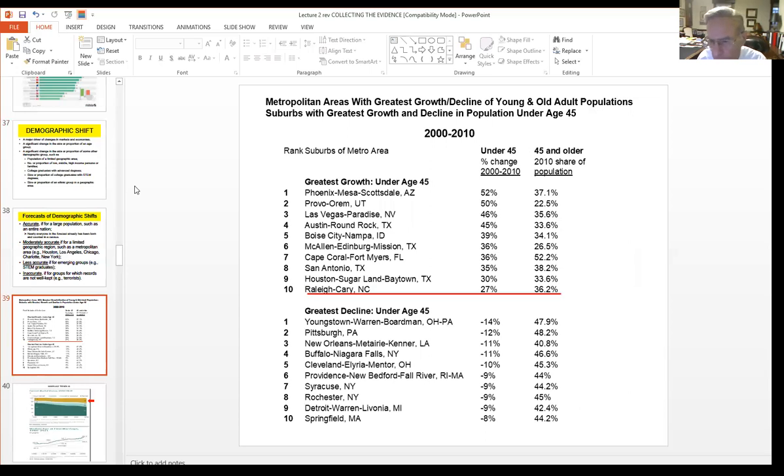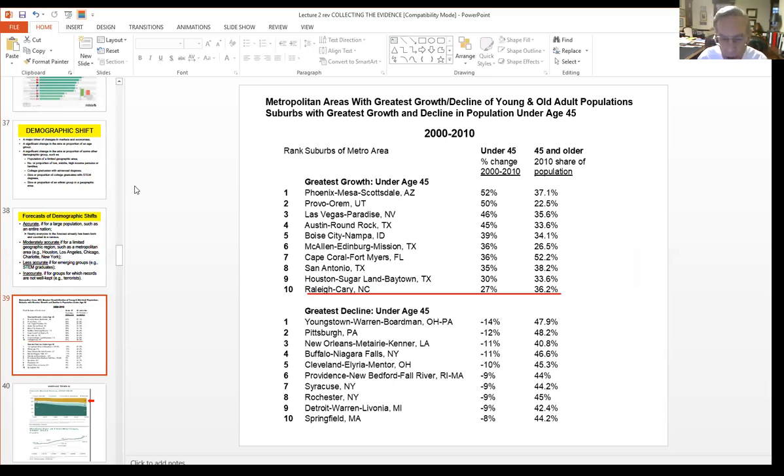You notice that there are two columns. People who are under 45 years old and people who are 45 or older. And by the way, these are all adults. So the under 45 probably starts at 18 years old. And we can see in the top group that between 2000 and 2010, the young adult groups in those 10 metropolitan markets grew quite rapidly.